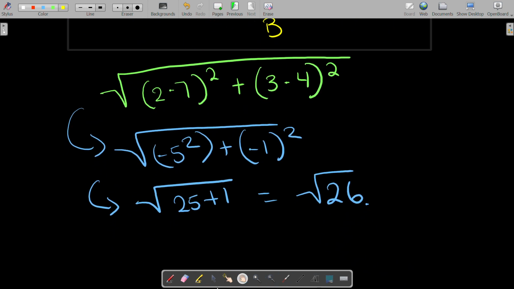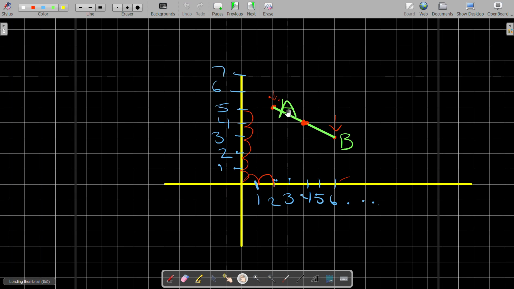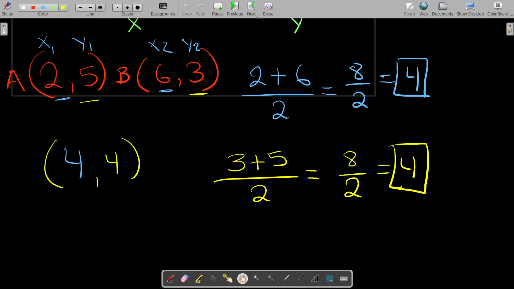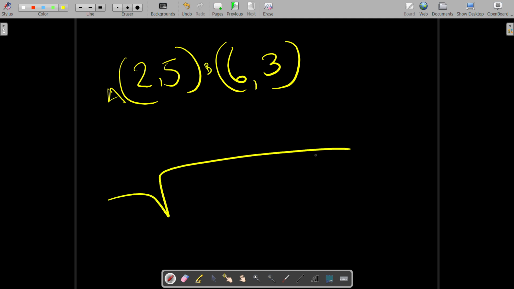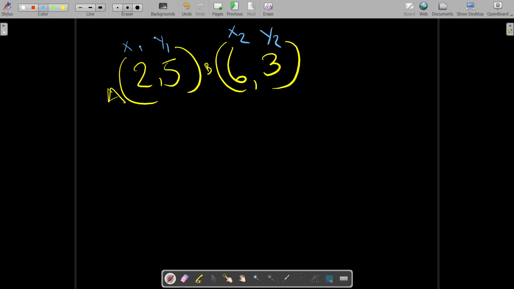Square root of 26. Now, let's take the previous coordinates that we had, which are 2, 5 and 6, 3, and find the distance of this. So this is point A and this is point B. Okay, let's plug them into the distance formula. Oh, but before we do that, we need to make sure that we label each coordinate: x1, y1, x2, y2. Make sure you always do this, because it's important to be organized.